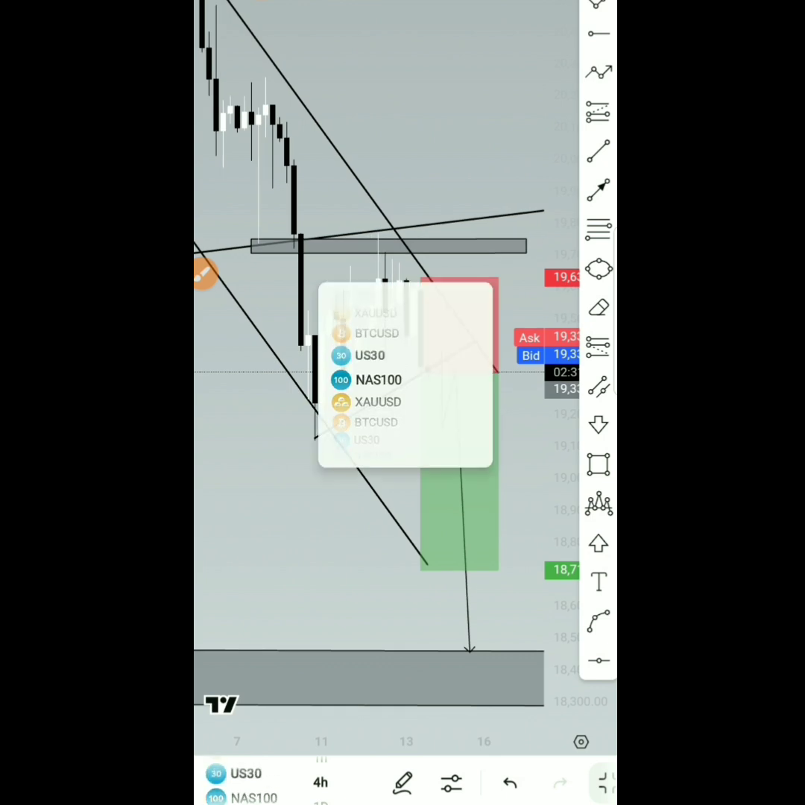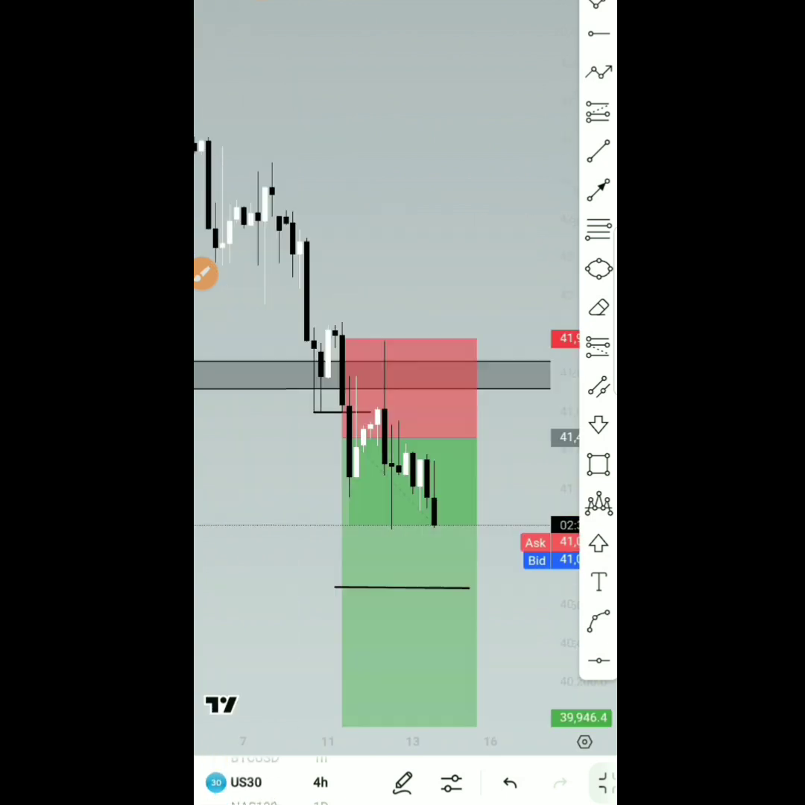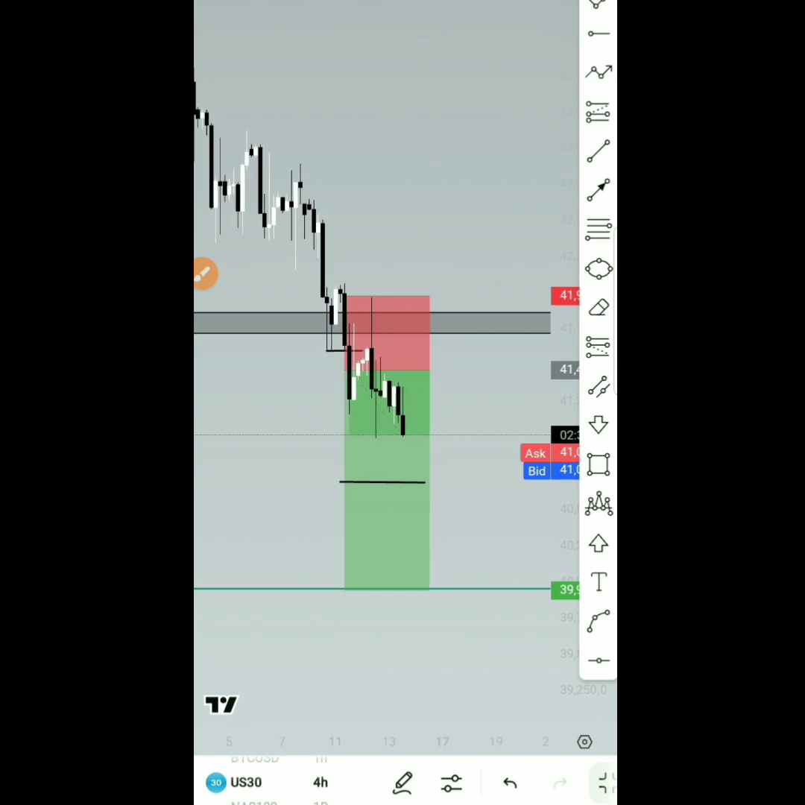So now let's go to US30. I'm already on US30, let me give some explanations on that. This is my US30 trade. You can see this trade.